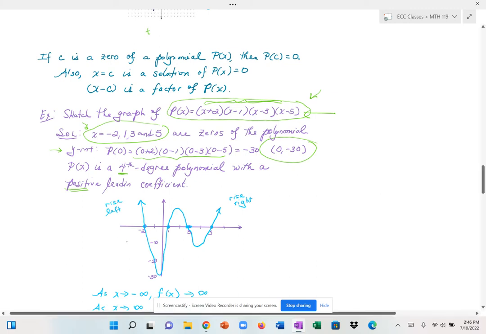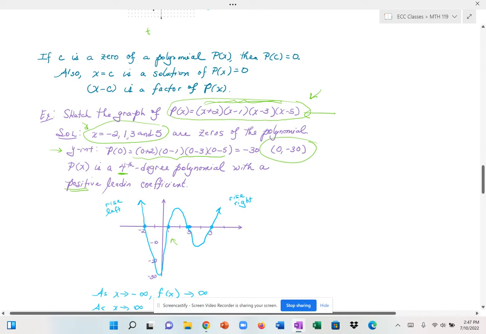So here are my points: negative 2, 0, 0, negative 30 is down here. That's your y-intercept. 1, 0, x-intercept. 3, 0, x-intercept. 5, 0, x-intercept. And then using the information that it's a fourth degree polynomial, it should be rising left and rising right. Connect all your dots together, and that's what your polynomial looks like.